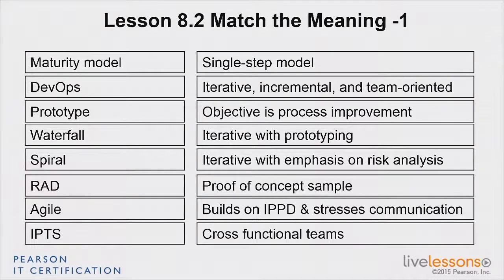So that brings us to lesson 8.2, Match the Meaning. We're going to go through 2 sets of meanings for this lesson. So in the first set, the terms I want to make sure that you're comfortable and familiar with and know how to apply are maturity model, DevOps, a prototype, Waterfall, Spiral, RAD, Agile, and IPTs. There's a lot of terms here. Take your time, go ahead and match them up. Put me on pause, and when you're ready, come on back and we'll go through these together.